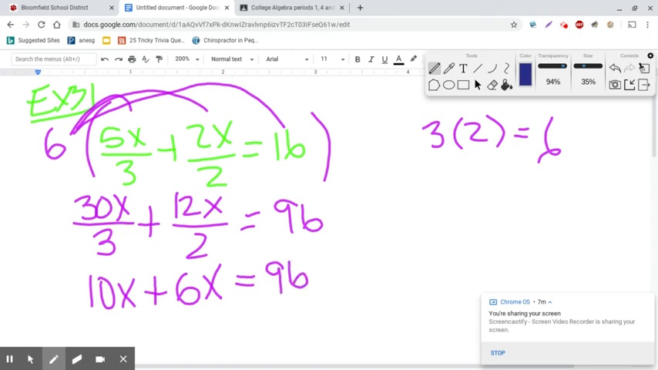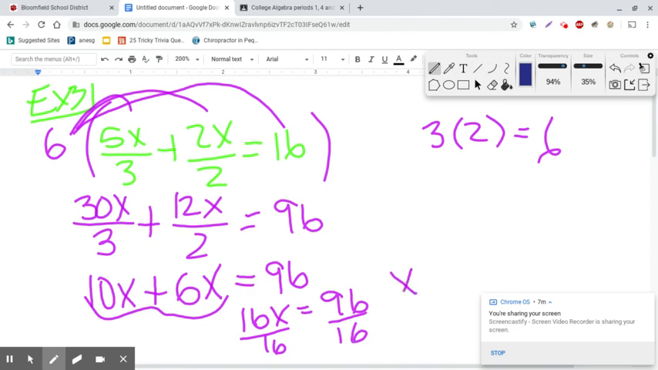Next step, guys, combine like terms. 10x plus 6x equals 16x equals 96. Okay, last step, divide by the number in front of your variable, which is a 16. So we're just going to do 96 divided by 16, which gives us 6. So that is your answer for example 3.